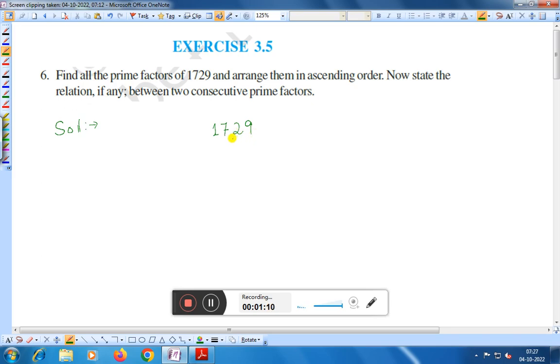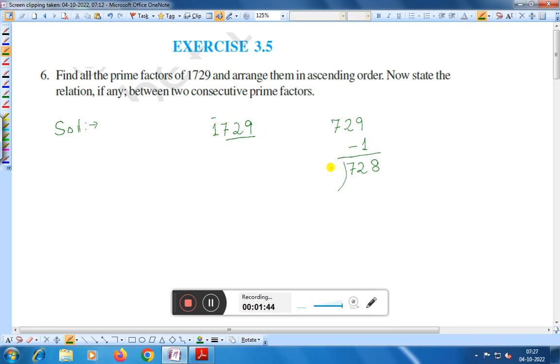What is the divisibility rule of 7? The difference between the number formed by the last 3 digits and the number formed by the rest of the digits should be divisible by 7. What are the last 3 digits? 729. The rest number is 1. We subtract this number, 729 minus 1, and we get 728. If this number is divisible by 7, then 1729 will also be divisible by 7.